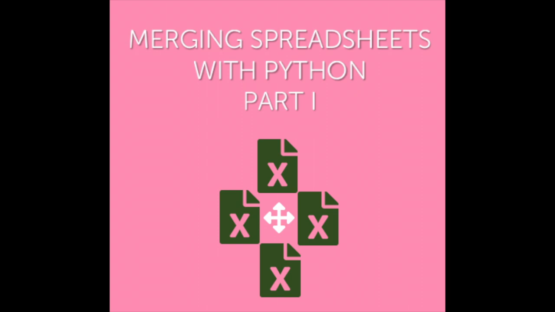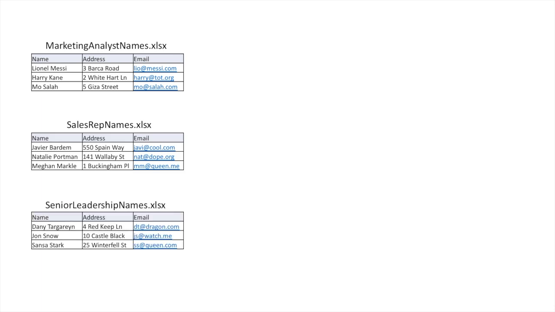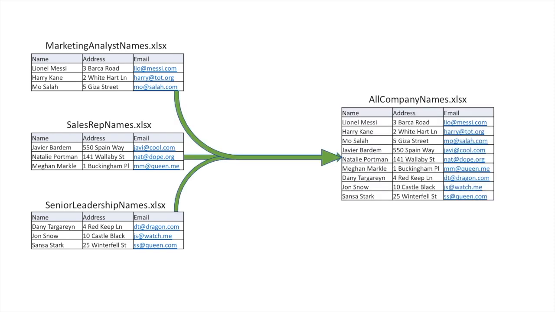Hi guys, welcome to Merging Spreadsheets with Python Part 1. In this part, we will be appending spreadsheets. Appending is when you have multiple spreadsheets with the same column names and you need to combine them into one file. In Part 2, we will go over joining spreadsheets, which is a horizontal merge, so stay tuned for that.